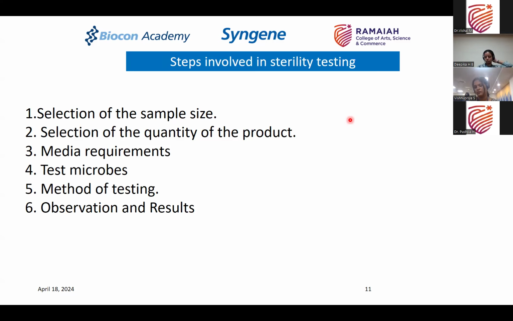How much quantity of the product has to be selected, which are the different media we have to use for analyzing them, which are the test microbes we have to analyze, and also for validating the media and the different methods of testing. And finally, what actually we have to observe and how we have to interpret the results. This we are going to look into.